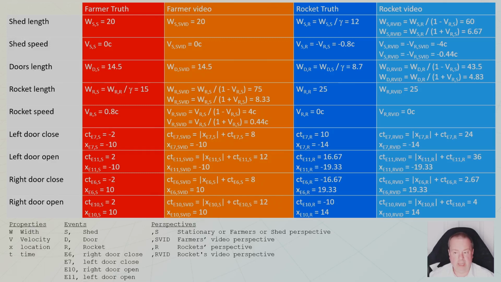But when you look at the rocket length, you have to add in length contraction by dividing by the Lorentz factor gamma to get to the rocket length in the red. And if you want to know what's on the video, then you have to correct the contracted length again by dividing by 1 minus V or 1 plus V, depending on if it's coming or going. For the rocket speed also, you have to divide by 1 minus V or 1 plus V.